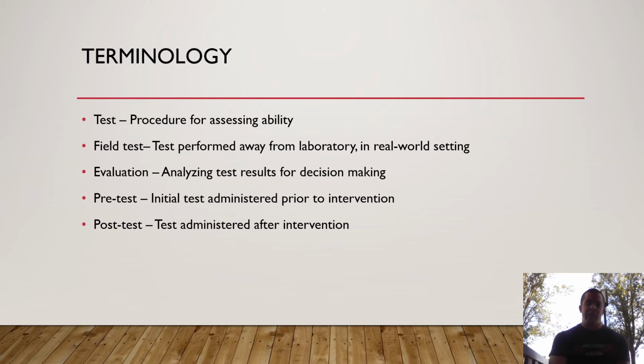So just some quick terminology from your text that you should know. What is a test? It's a procedure for assessing ability. We test you guys. We assess your knowledge in school. In strength and conditioning, we assess people based on athletic ability, or we're looking to determine their athletic ability. A field test is a test performed away from the laboratory in a real-world setting. Evaluation is analyzing the test results for decision making. So when you assess, you will evaluate the assessment and then determine the best training methodology. Pre-test, post-test: testing in the beginning prior to a training intervention, post-test, testing after an intervention. Hopefully we're seeing some sort of improvement.